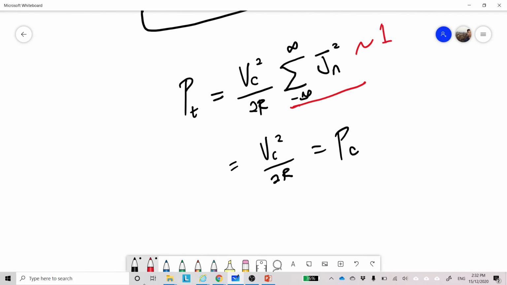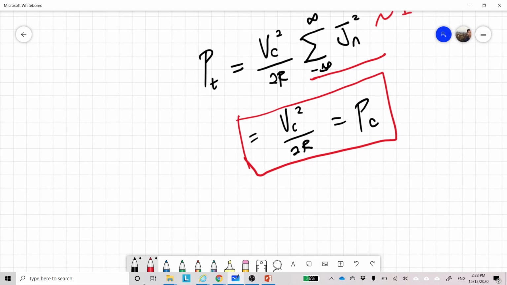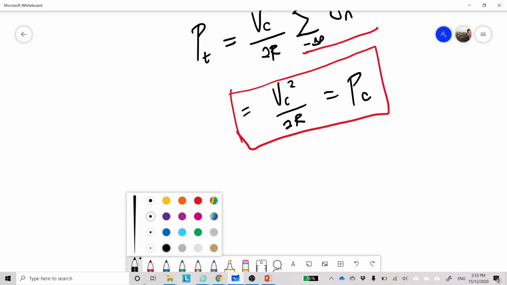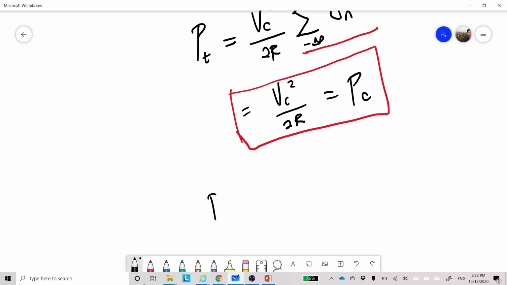Jika you mengira total power, you will find this. You akan melihat bahawa total power adalah bersamaan dengan PC. Okay, selain itu, kita juga boleh mengira total power. Okay, kita juga boleh mengira total power bersamaan dengan J0 square.